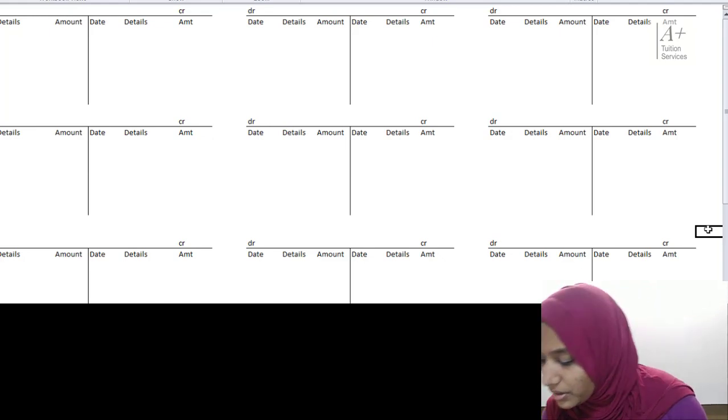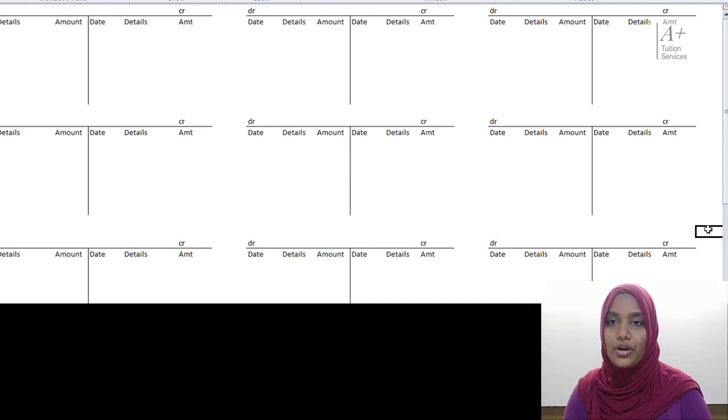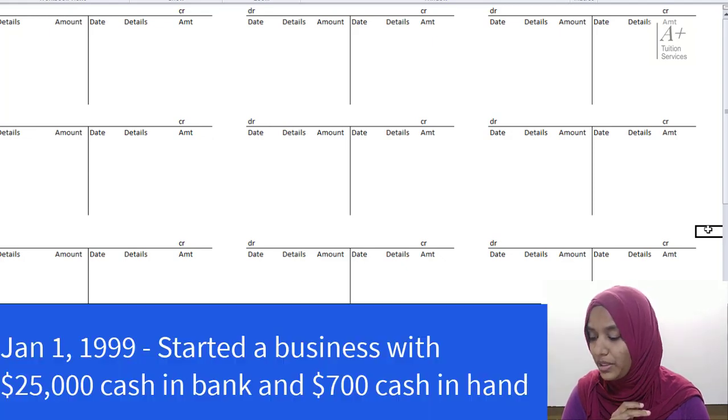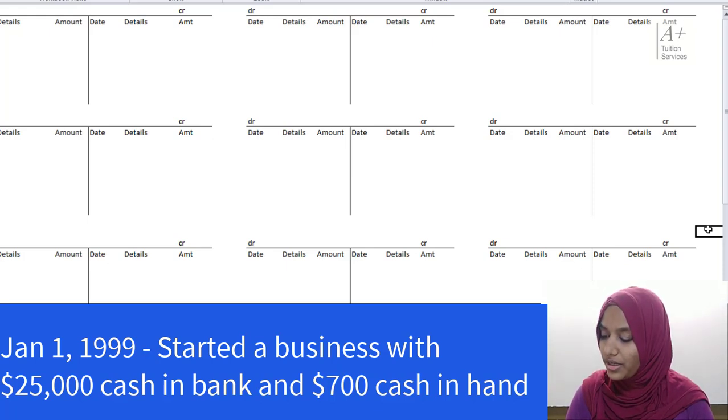So now I'm going to do the transaction and show you how it's done. On your screen you will have the transactions, so you can take them down, and while I do the transactions, I'll do it on the computer to show you the two accounts you're opening at the same time. Okay, so the first transaction is started a business with $25,000 cash in bank and $700 cash in hand.